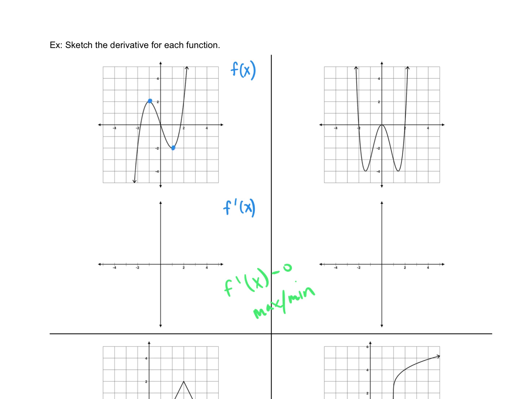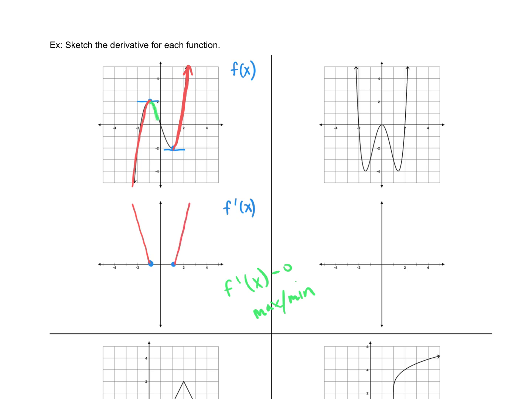I have max and mins at -1 and 1, which means on the derivative, those must match up with the zeros, because that's where those tangent lines will be horizontal. Next, I want to see when the derivative is going to be positive, and that relates to when the function is increasing. So here, up to that maximum, our function is increasing, and all those tangent lines have a positive slope. So we should have something like this. And once we get past the minimum, we're increasing again. So this should also be in the positive region.